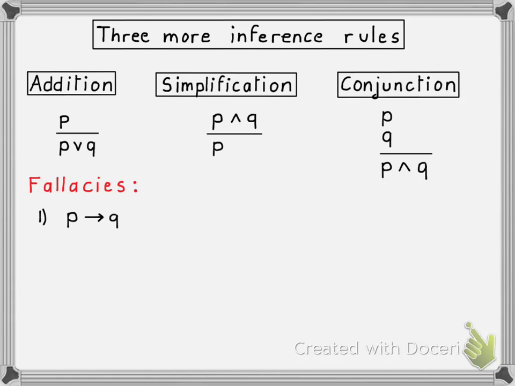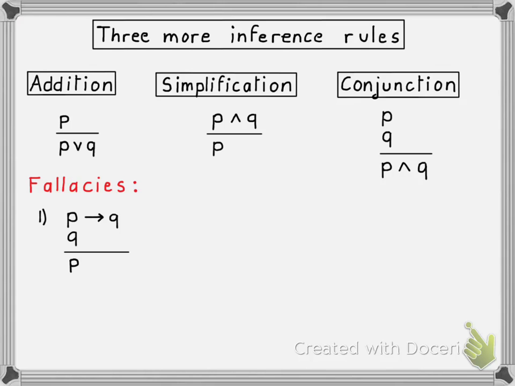So for example, let's say you start with a conditional P implies Q, the same way you would start with in a modus ponens or modus tollens. So you assume P implies Q is true, and then you also happen to know that Q is true. The question is, are you allowed to infer from these 2 premises that P then must be true? Well, the answer is no.